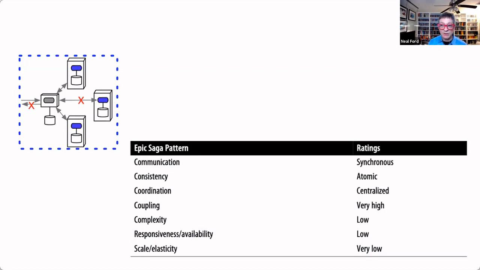Responsiveness is also low because that mediator has to do all that work in case something goes wrong, that slows everything down. And scale and elasticity is about as low as you can get. And this is one of the problems if you're trying to build microservices for scale, you end up doing these sagas and everything is slow and you can't figure out why. So we'll talk about a couple of alternatives that are better than this in a second.